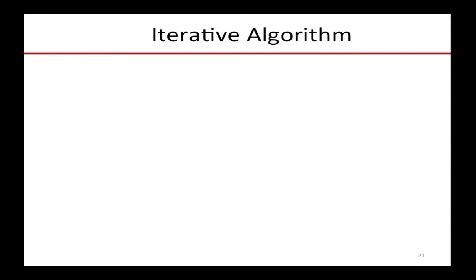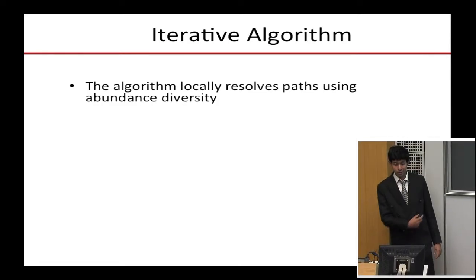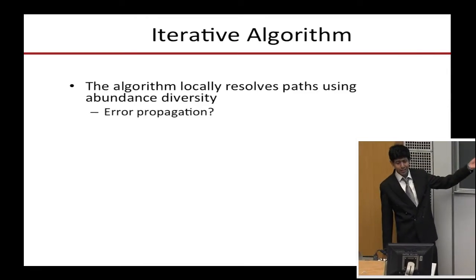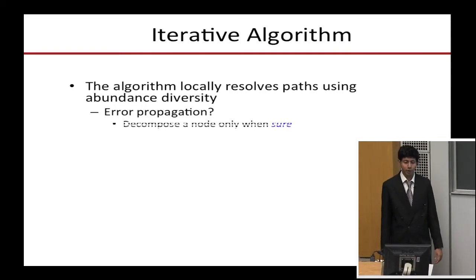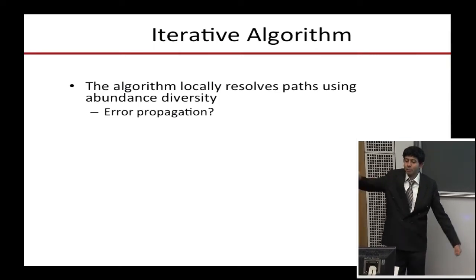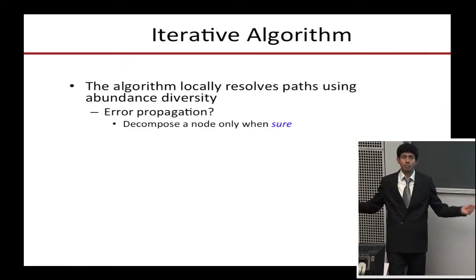So the algorithm is an iterative algorithm, so you want to resolve the set of paths globally. But looking at a local snapshot of a node, it tries to resolve what paths could go through this node. And it uses the fact that different paths in general should have different abundances, which means we use abundance diversity. So when designing this algorithm, we have to deal with these issues of error propagation. For example, if you make an error when you decode a node, that may propagate to all other nodes. You, for example, wrongly decode a path, you may decode all other paths wrongly.